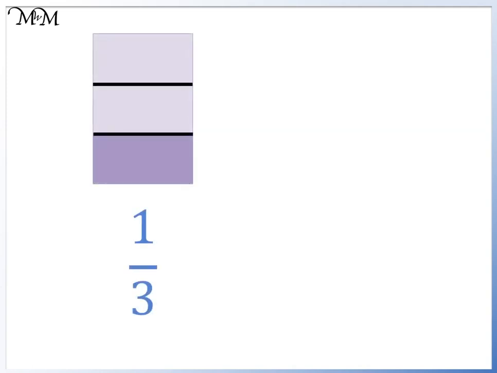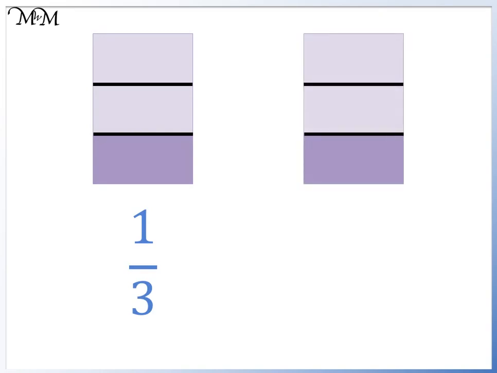Here we will look at an equivalent fraction to 1/3. If we split this rectangle in half, we can see that we still have 1/3 of the shape shaded in. However, now there are 6 parts, with 2 parts shaded in. This fraction is therefore 2/6.